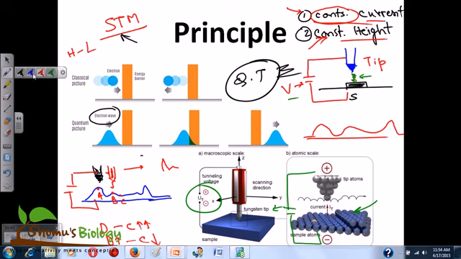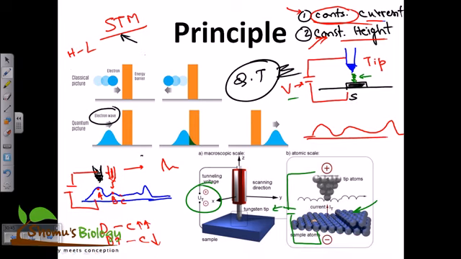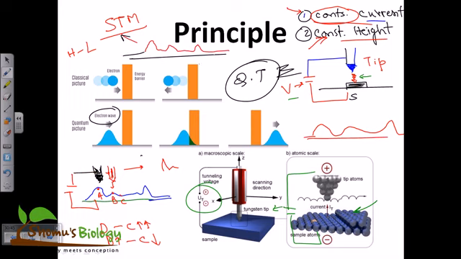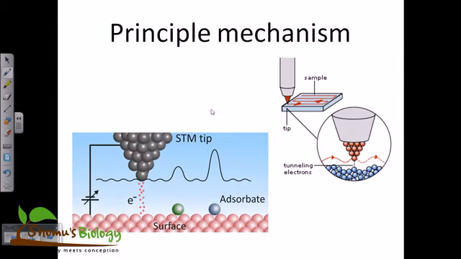So let's say we see high current flow at point A, current flow is very high, then again it's going down and low, then again slightly high, then low, then slightly high. So again, we can construct the surface structure pretty easily. So these are the two methods of calculating. So this is the principle.